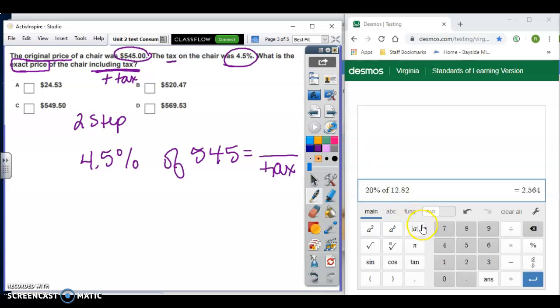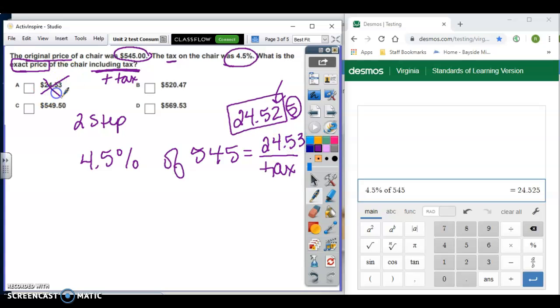So we come to that calculator again. 4.5% of $545. So the tax we get is 24.525. So we're going to have to round because it has an extra number. So since this is 5, if it's 5 or above, this number gets bumped up 1. So we have $24.53. But that is not the answer because this is a two-step.